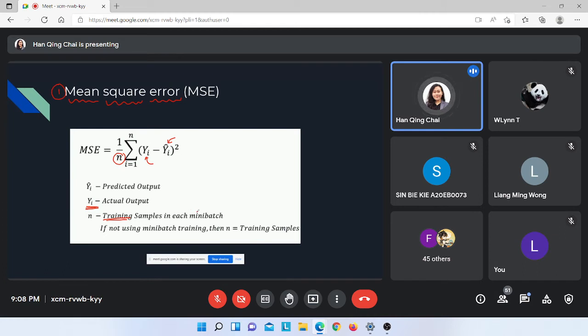But let's look at just this part. It's actually just the whole thing divided by this n, and then we produce the MSE. There's also going to be something called a mini batch, or just training samples. You just have to remember that training samples is this one, and the mini batch is outside.